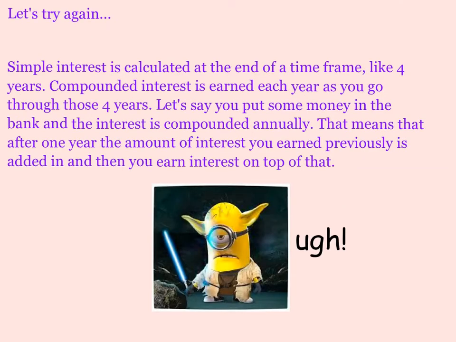Let's try that again. Simple interest is calculated at the end of a time frame, like 4 years. Compound interest is earned each year as you go through those 4 years. So let's say that you put some money in the bank and the interest is compounded annually. That means after 1 year, the amount of interest you earned previously is added in, and then you get to earn interest on top of that for the next 3 years.